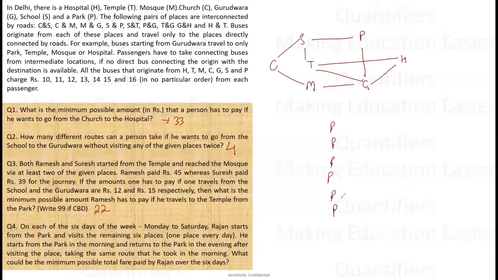In this way only I have to see which other stoppage will be used which time in order to cover all the places. कौन सी जगह ऐसी है जो सबसे ज्यादा बार यूज होगी, कौन सी जगह ऐसी है जो सबसे कम बार यूज होगी. The place which is used the maximum number of times, I will give that 10 rupees, the minimum fare, and the place that is used minimum number of times, I will give that the maximum fare. So I will try to optimize my routes.